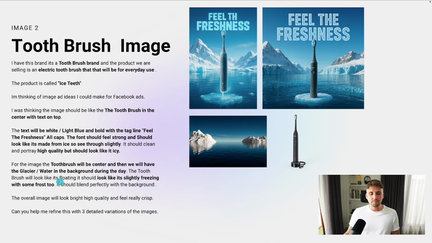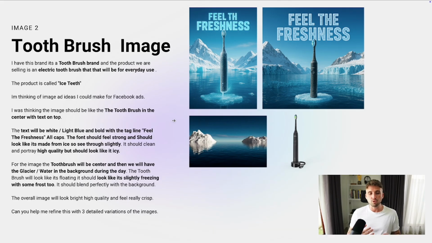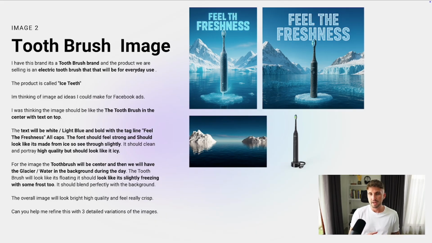For the image, the toothbrush will be in the center, and then we will have the glacier water background during the day. The toothbrush will look like it's floating and should look like it's slightly freezing. So it's kind of nailed that slightly freezing part on both of them. And it should blend with the background perfectly. And I think it's done that as well. The overall image will look bright, high quality, and feel really crisp. And then again, I've just asked it for 3 detailed variations of that.